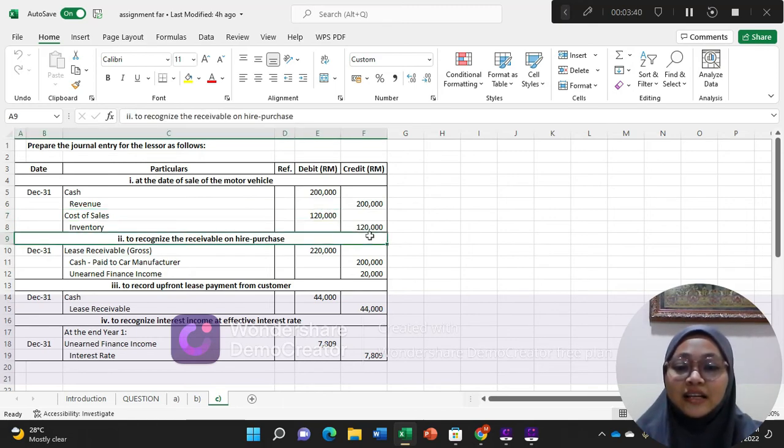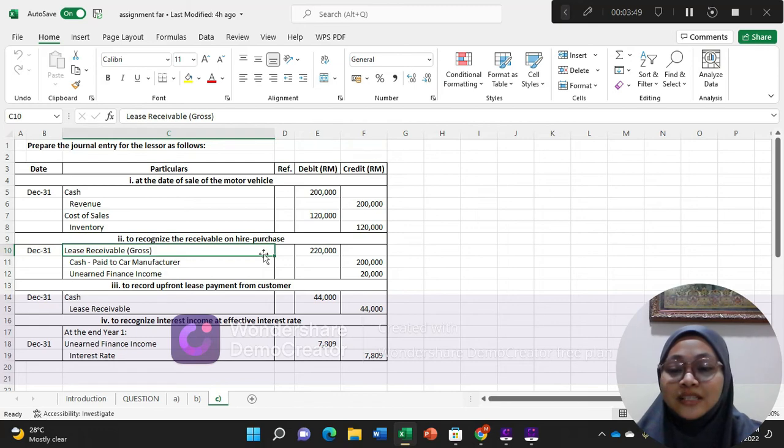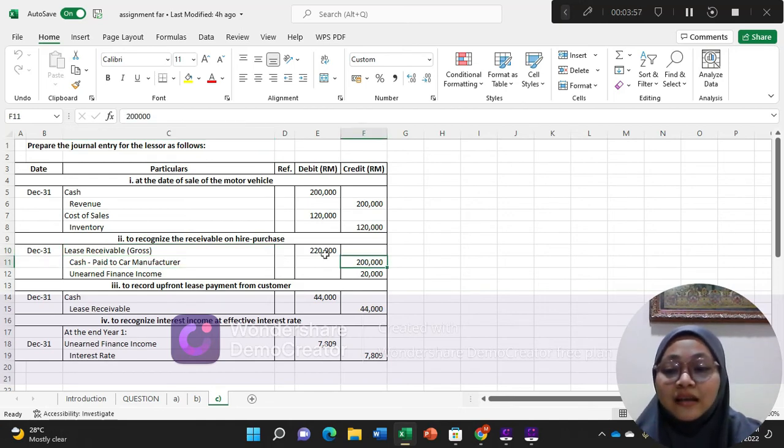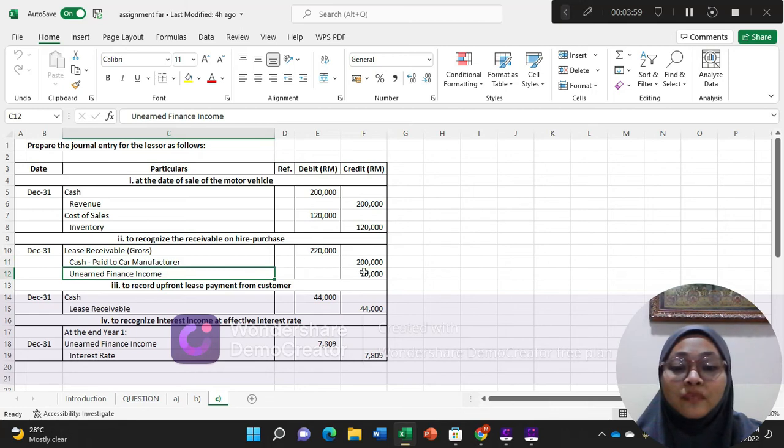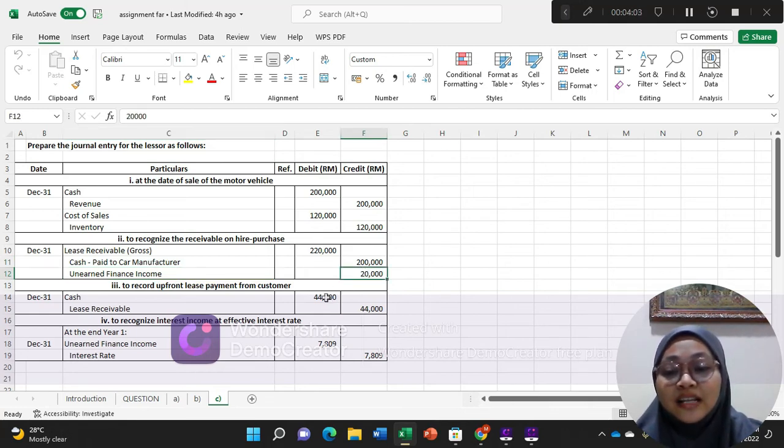Credit inventory, 120,000. 2. To recognize the receivable on hire purchase, debit lease receivable, where we take the gross value, which is 220,000. Credit cash paid to car manufacturer, 200,000. Credit unearned finance income, 20,000. 3. To record the upfront lease payment from customer, debit cash 44,000. Credit lease receivable 44,000.